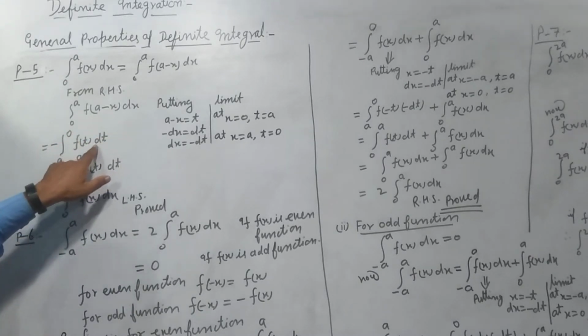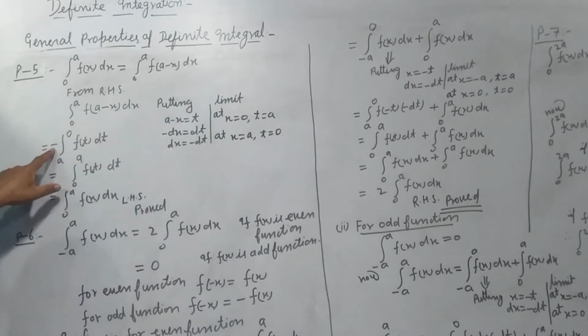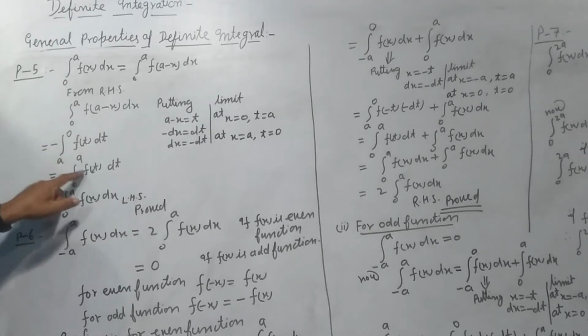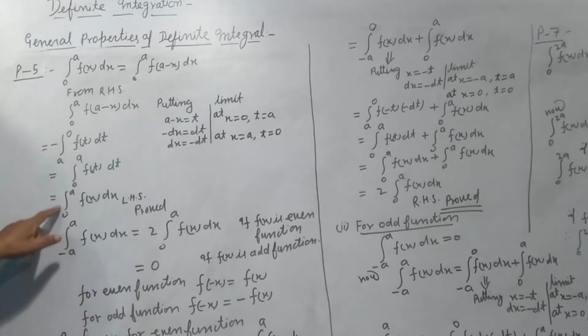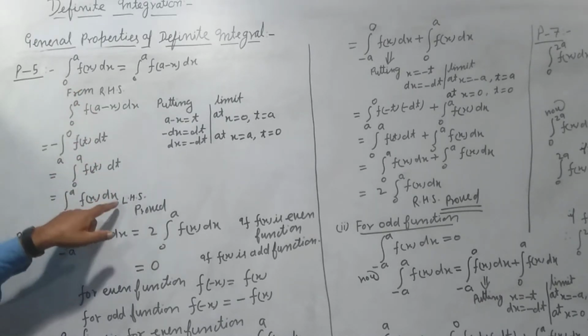So f(a minus x) becomes f(t) and dx equals minus dt, so the integral from a to 0 of f(t) dt. Changing the limits, this minus sign becomes positive, so the integral from 0 to a of f(t) dt, which means the integral from 0 to a of f(x) dx. This is the proof of the left hand side.